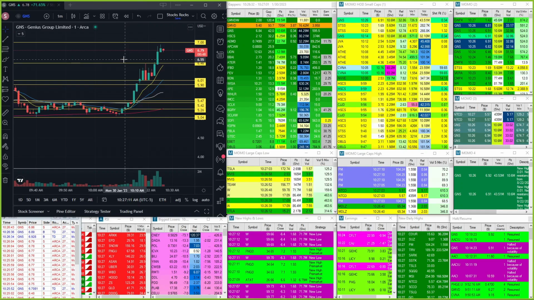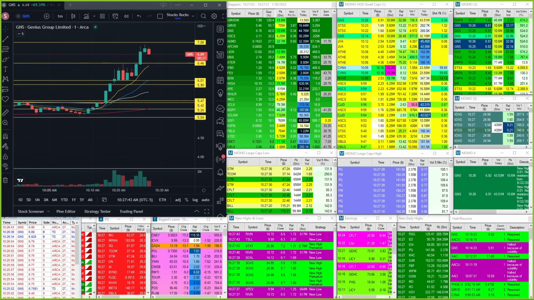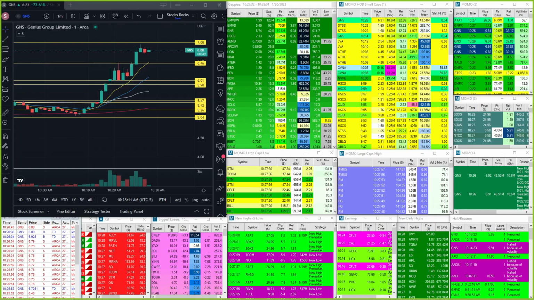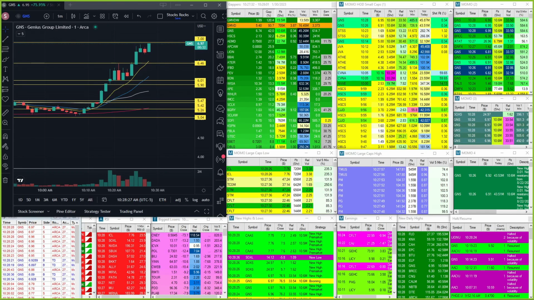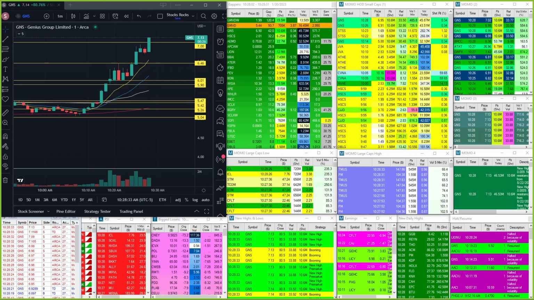Carvana pulling back to VWAP. I'm going to have an order near 6.51. I'll have it at 6.55. HSCS still holding above the 90 MA, 2.12. Watching here GNS. Scaling out. It broke 7. Hopefully no fake breakout here. What's a hold?